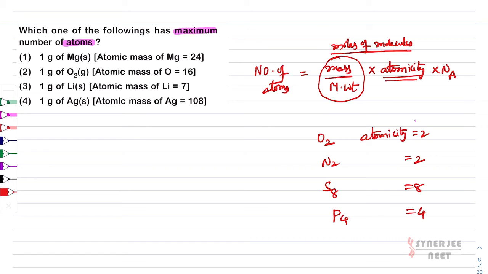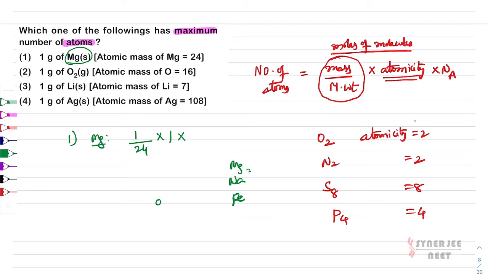If you do that for each and every option, the first option is magnesium. For magnesium, mass is 1 gram divided by atomic mass, which is given here itself, 1 by 24, into atomicity. Look at the atomicity here. It is not written as Mg2 or Mg3 like that. So atomicity is 1 because it is a metallic element. For metals like magnesium, sodium, iron, we represent them as Mg, Na, Fe. We don't write Mg2 or Mg10 like that, because they are metallic in nature.